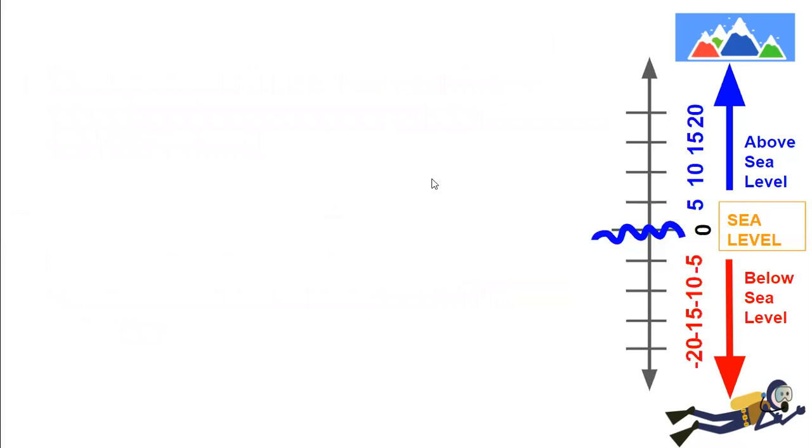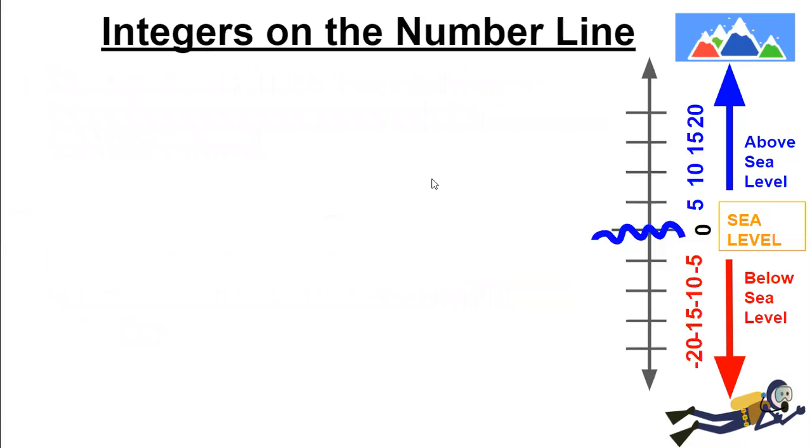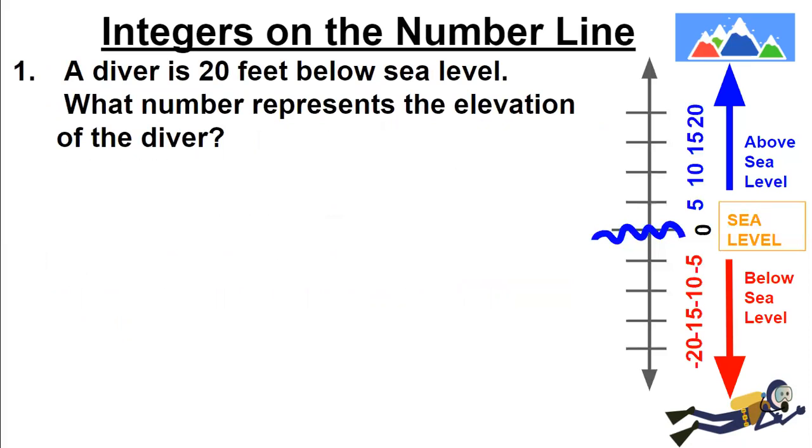Okay, let's keep our little number line there. A diver is 20 feet below sea level. What number, think about this, represents the elevation of the diver? How would you write the number that the diver is 20 feet below sea level? What would you write there? How would you show that? Did you say negative 20? You did. Great job. That's exactly right. Awesome. Can't fool you guys.